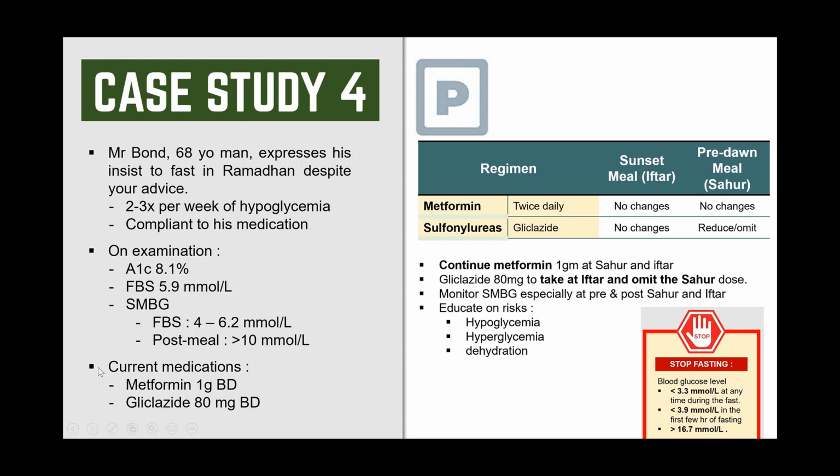For the plan, we will suggest the patient continue metformin 1 gram at sahur and iftar, take gliclazide 80 mg at iftar, and omit the gliclazide at the sahur dose. We need to educate this patient to do self-monitoring of blood glucose, especially pre and post sahur and iftar and during the daytime, and educate on the risk of hypoglycemia, hyperglycemia, and dehydration.